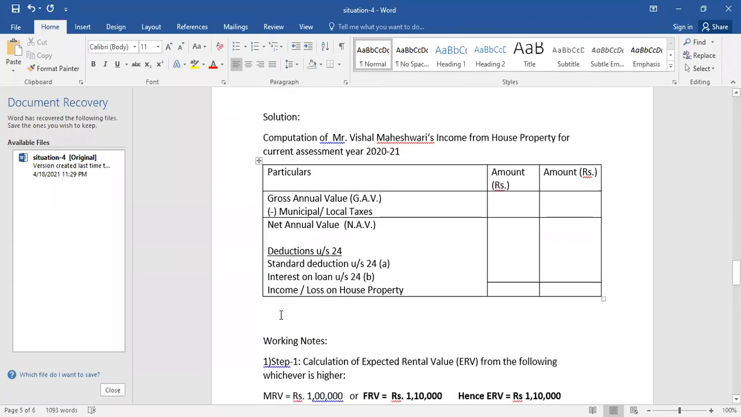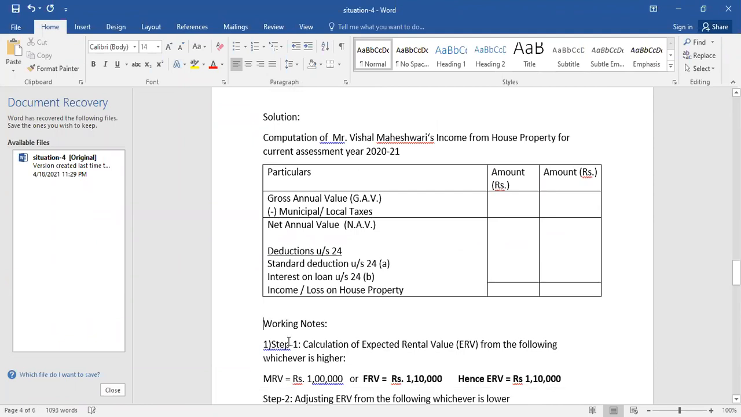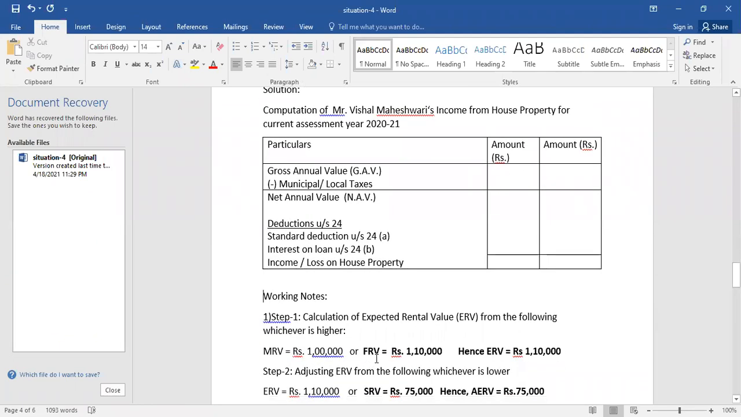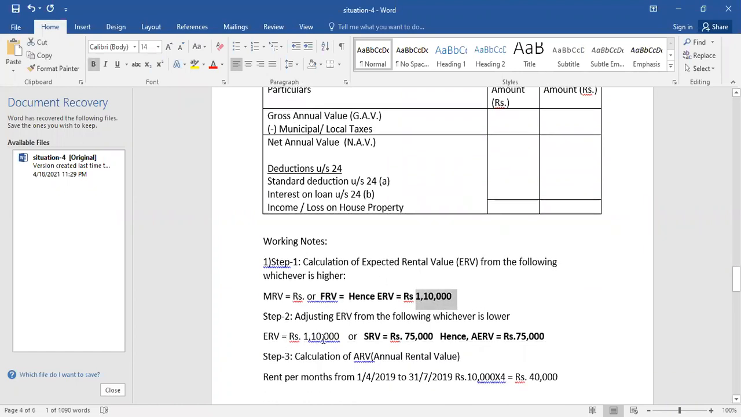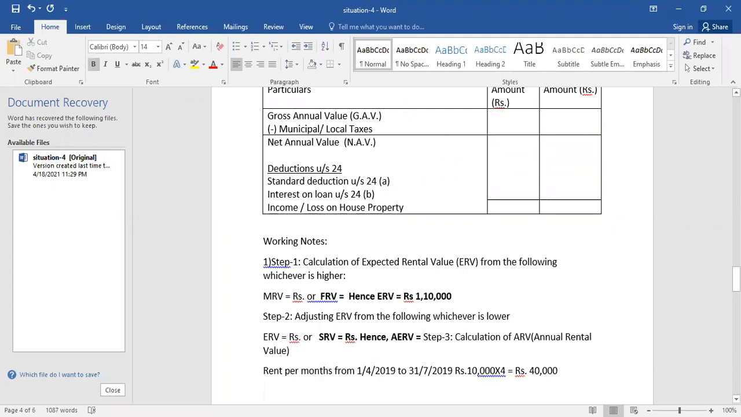Okay. So when it comes to the working notes, as we know, the first one we have to calculate is ERV, correct? ERV and FRV, how much is given in the sum? Can you guys tell me quickly how much is the MRV and how much is FRV?